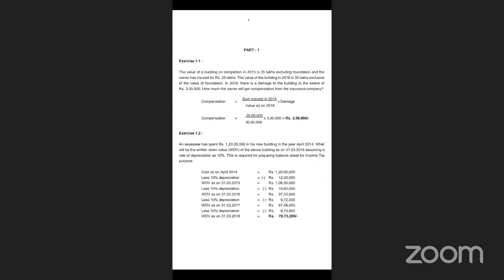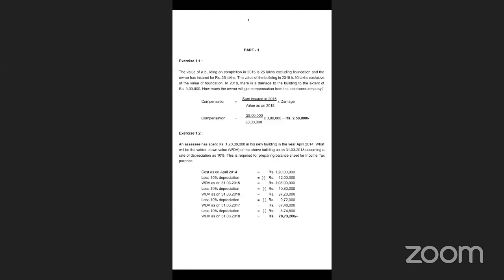Now, exercise 1.2, what is that? An assessee has spent rupees 1.2 crore on a new building in April 2014. What will be the written down value of the above building as on 31/3/2018? Assume the rate of depreciation is 10%. The requirement is preparing the balance sheet for income tax purposes.